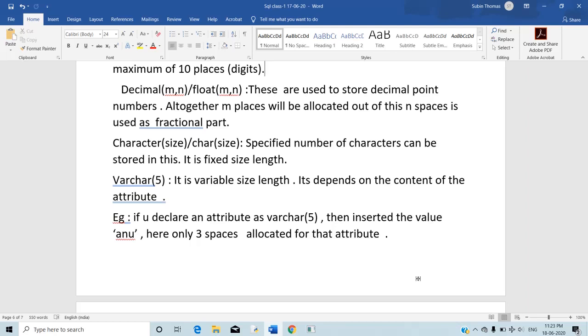TCL we studied here, that means commit and rollback. All these are TCL commands, that means transaction control language. These 3 types of commands we already studied, so we can study these commands in the next class.